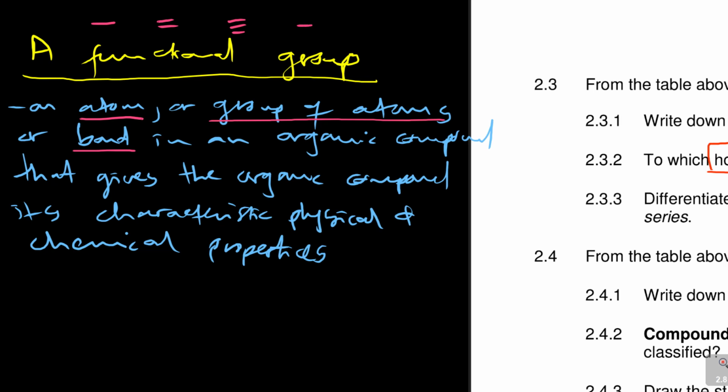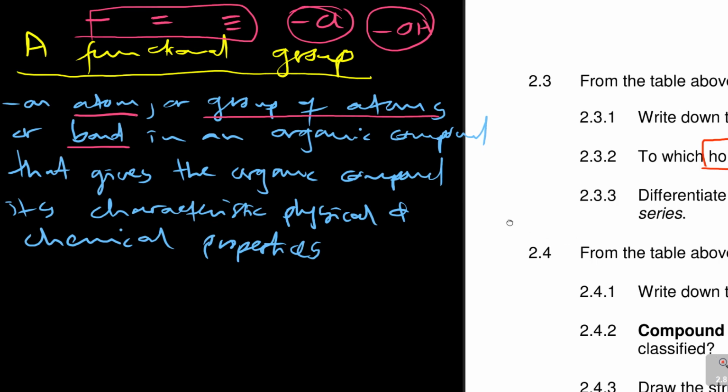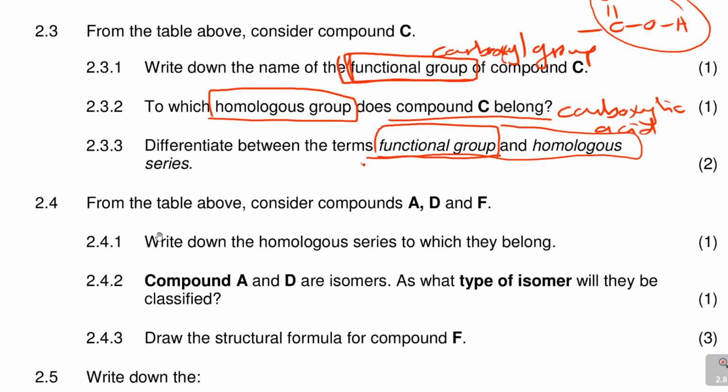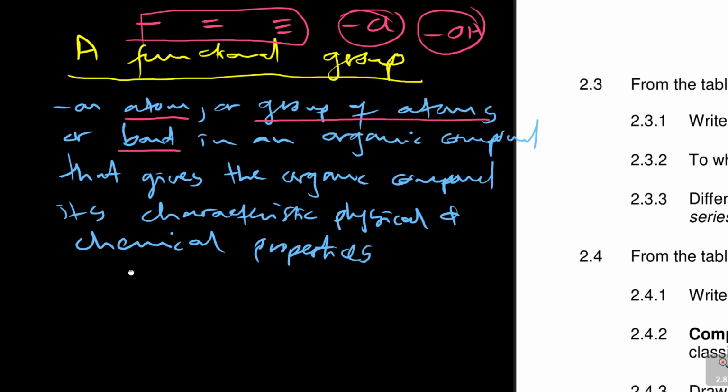It can be an atom like Cl. It can be a group of atoms like OH. It's a group of atoms. Alcohols here, these are halides. These are alcohols. These are triple bond, double bond. These are all that. That's why I'm saying atom, group of atoms, or bond in an organic compound that gives the organic compound its characteristic physical or chemical properties. And then what about a homologous series? You need to know also a homologous series here.